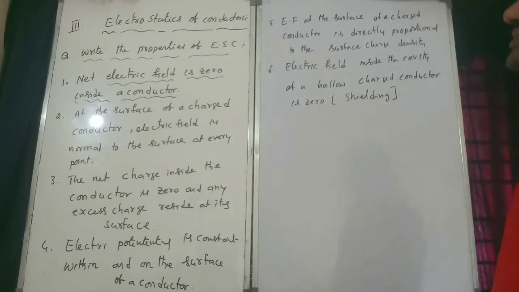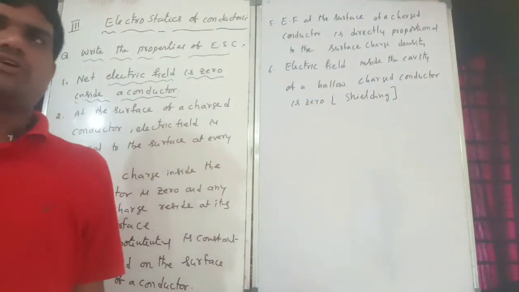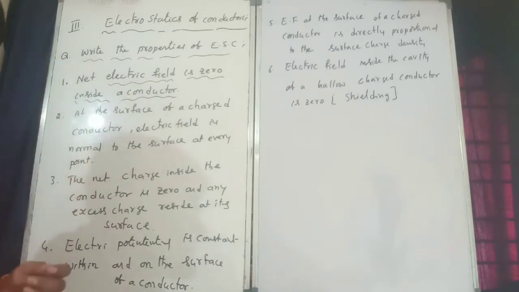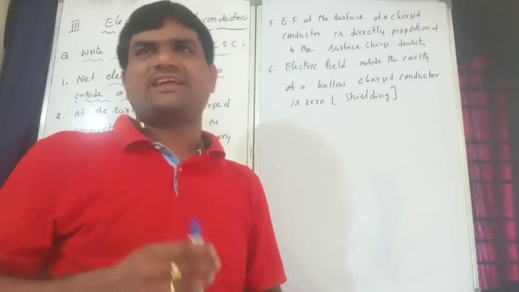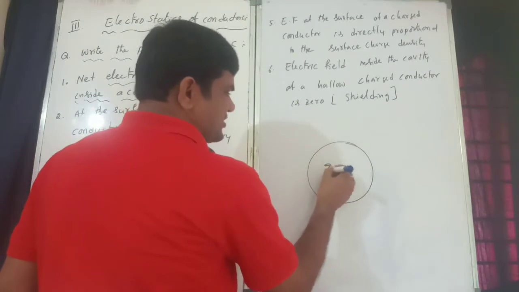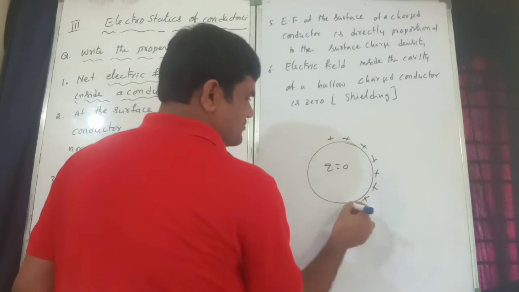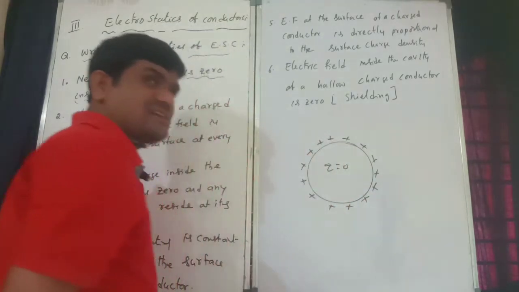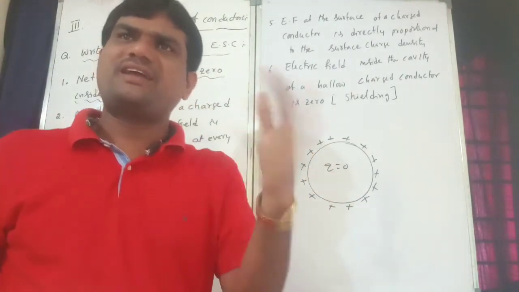So what is the first point? Net electric field is 0 inside a conductor. Yes, correct. Why? Because the charge cannot exist inside. The charge can always exist only outside, on the surface.